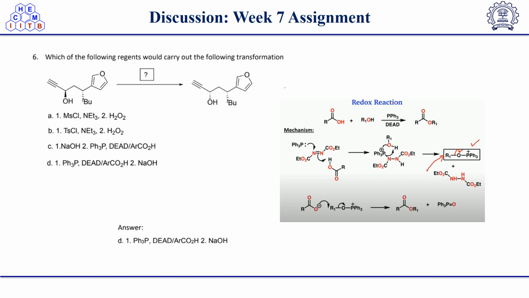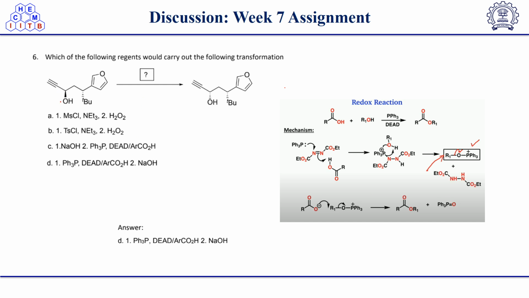I am not going into the details of the mechanism, as we have already discussed it before. First, PPh3 will coordinate with the DEAD, and the DEAD nitrogen will abstract the proton and make our nucleophile. Then once PPh3 coordinates with the alcohol, this nucleophile, the O minus, will attack our R1 and we will get the corresponding product, and Ph3P=O will be the byproduct.